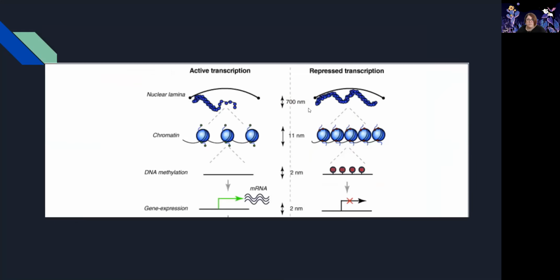This is another picture of something very similar. I like this because it shows the nuclear lamina, so how your chromosomes would be interacting with the lamina. You can see that if there's active transcription, the shape of the chromatin is a little bit different between these two pictures. If it is acetylated, it's a little bit more open, and it's not methylated, then we see expression of RNA. However, if it's tightly wrapped, so it's not acetylated, and we see methylation in that area, it shuts down transcription effectively.